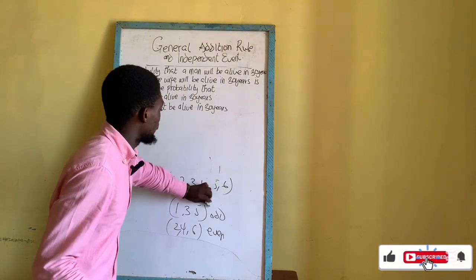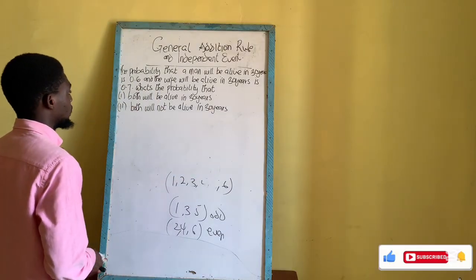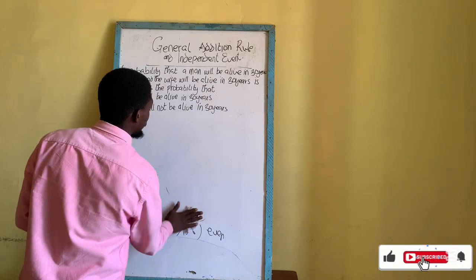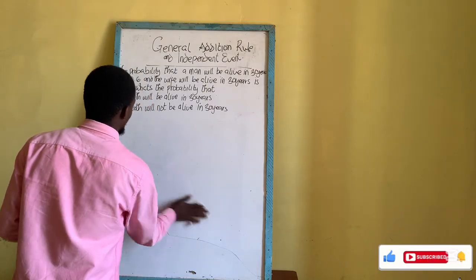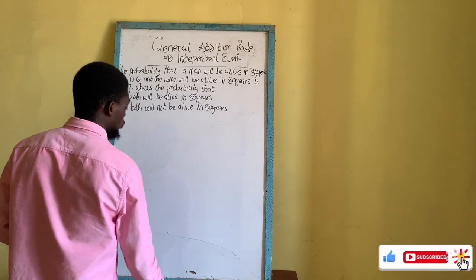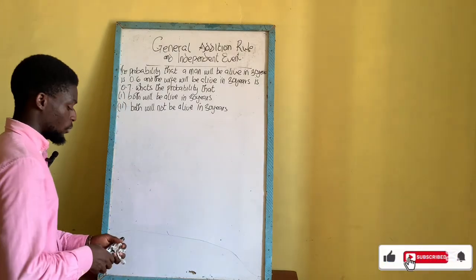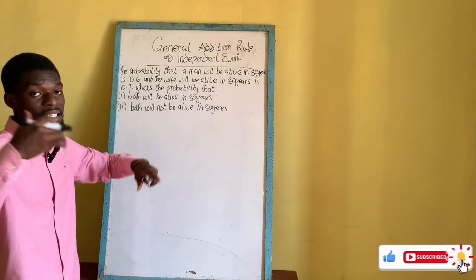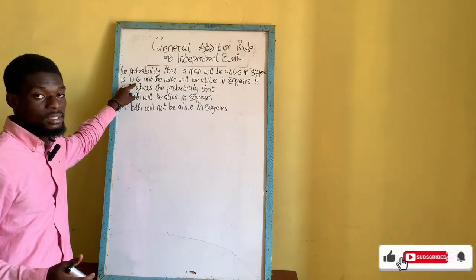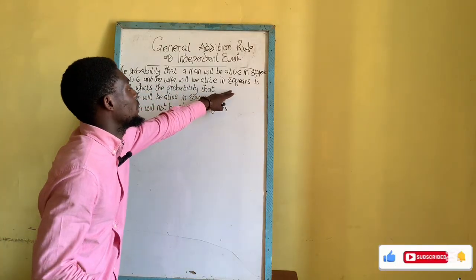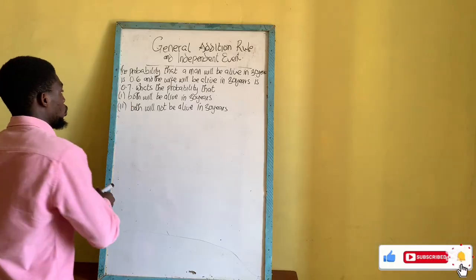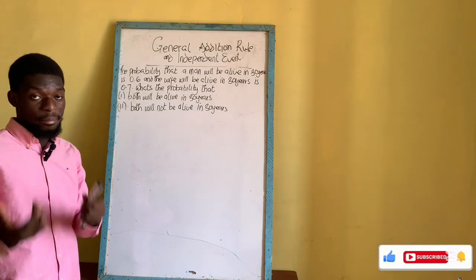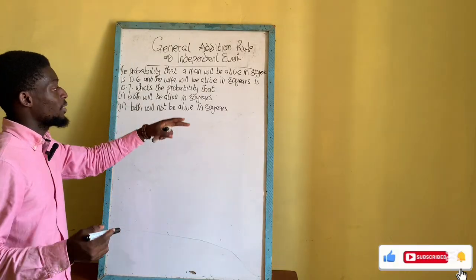The probability that a man will be alive in 30 years is 0.6, and the probability that the wife will be alive in 30 years' time is 0.7. What is the probability that both will be alive in 30 years' time? So the question says the probability that a man will be alive in 30 years' time is 0.6, and the wife will be alive in 30 years' time is 0.7. We let the man be M.